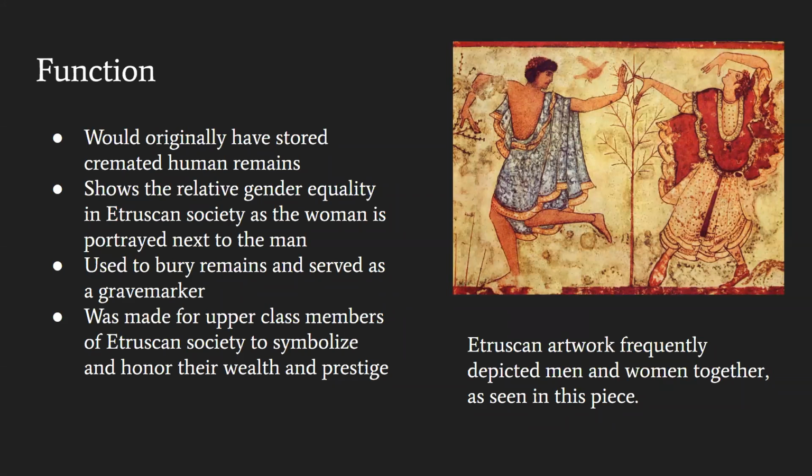The function for this artwork was that it was originally used to store cremated human remains, and it also showed gender equality because there was also a woman in the picture, and it showed that in Etruscan society. It was used to bury remains, and it served as a grave marker, and mostly upper class members used it to symbolize their wealth and prestige. And this is an example of an Etruscan work that had a woman and man in it as well.